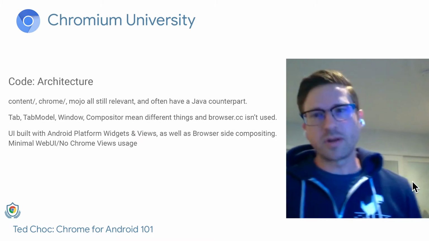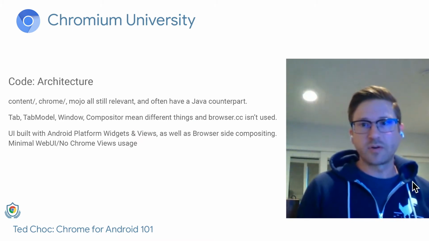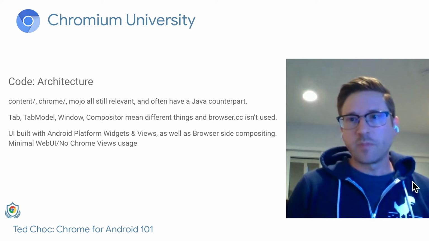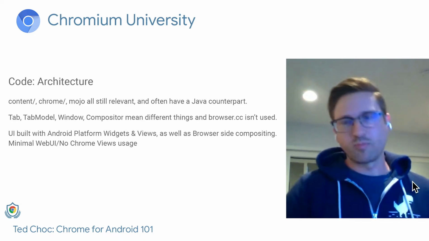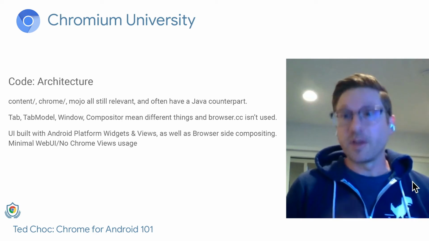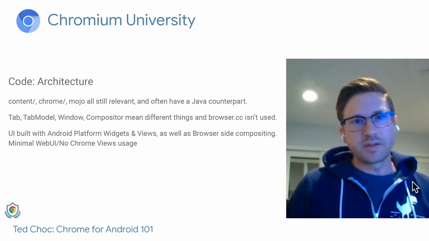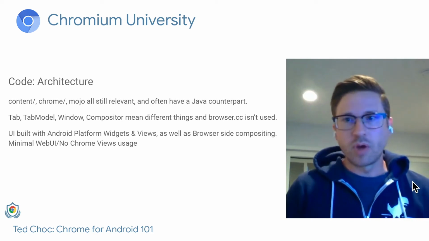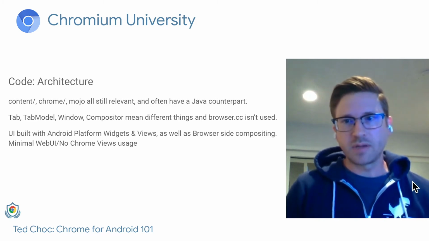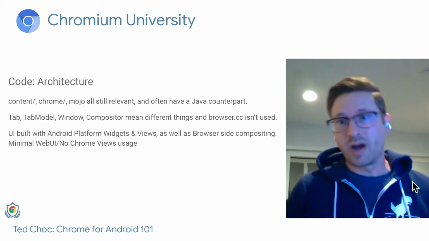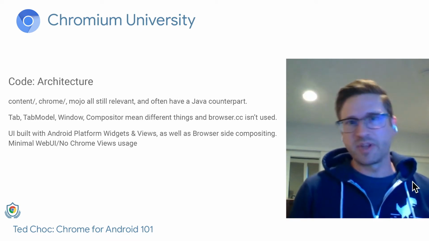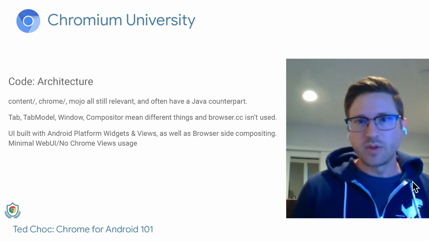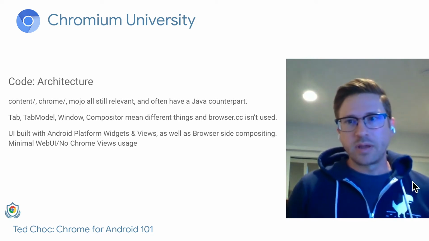And when you're starting to look at the general code architecture, if you're familiar with Chromium, hopefully you've seen the anatomy of a browser talk that's going on right now. If not, you should watch it. There's the content layer, the Chrome layer, Mojo, surfacification, all of these things that we have done for Chromium apply to Android as well. But often there is a Java counterpart. Then you have things like tab model, window, compositor, and those mean different things on Android.